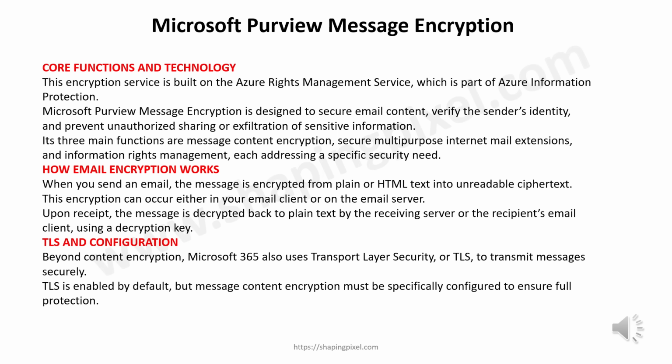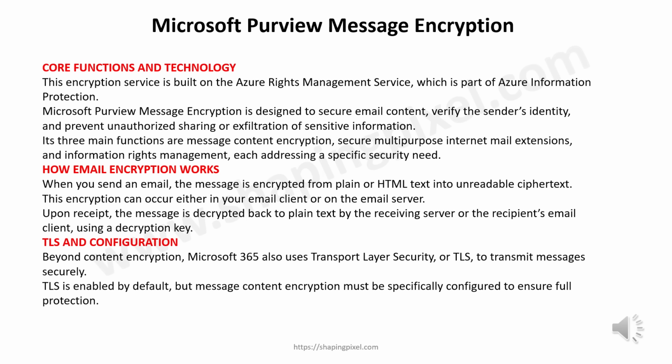Microsoft Purview Message Encryption is the email encryption solution within Microsoft 365, previously known as Office Message Encryption, or OME. You might still see the OME acronym in PowerShell commands and Microsoft documentation, but the service has evolved under the Purview brand. This encryption service is built on the Azure Rights Management Service, which is part of Azure Information Protection.